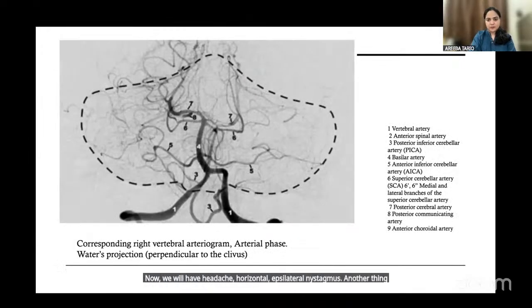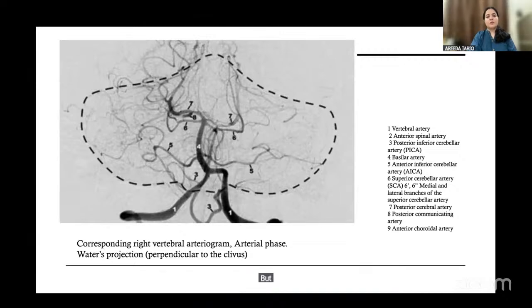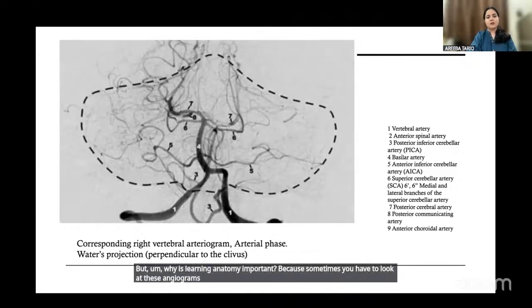Another thing which I wanted to include, I know there's a lot of description that can go into this, and we can do this as another section, another lecture. But why is learning anatomy important? Because sometimes you have to look at these angiograms and you are unable to understand what is what and which artery is which artery.